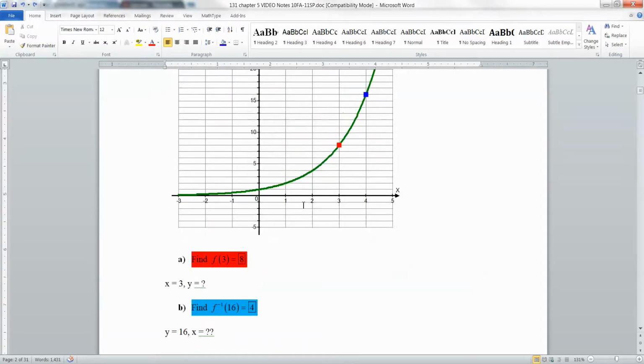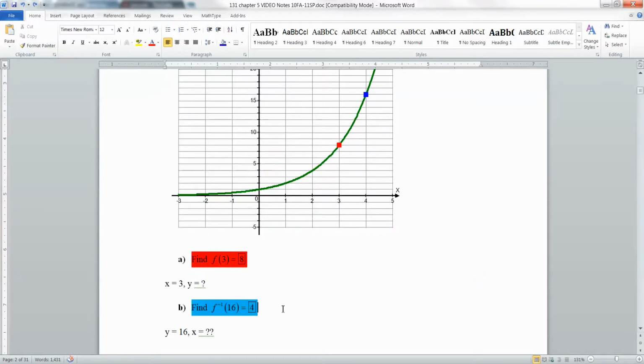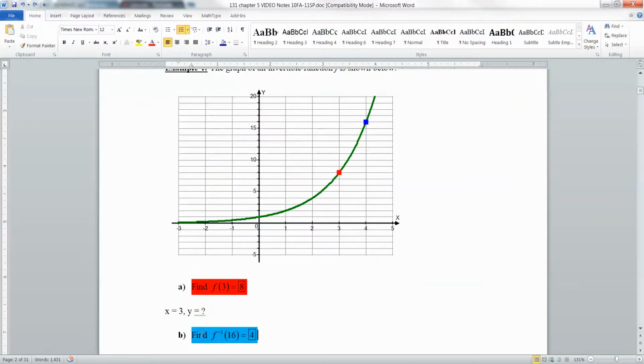So realize that the way this worked was because this was the function f, right? Since you're looking at the function f, you have to do this blue one right here backwards, go with the 16 and 4. If you were looking at the regular function of f inverse, then that's a different story, right? But because you're looking at the function of f, you have to go backwards for that blue one.